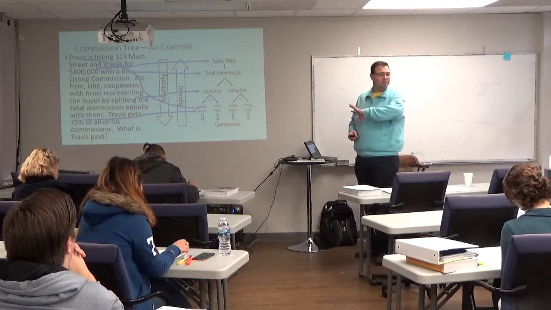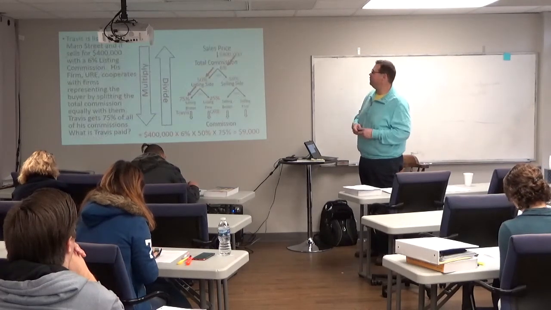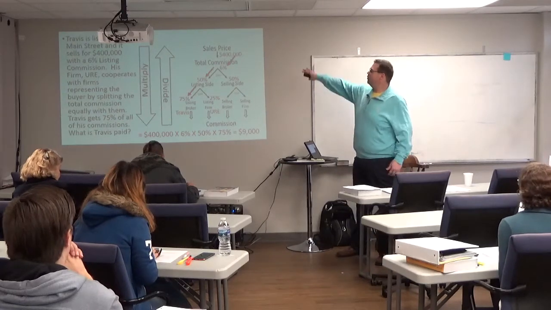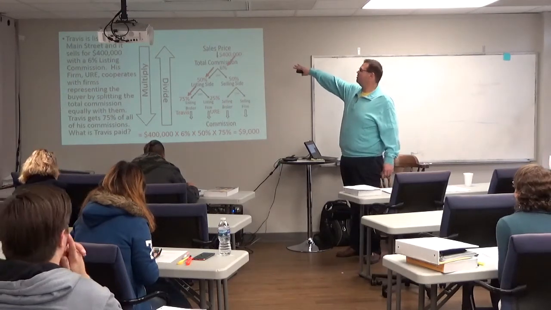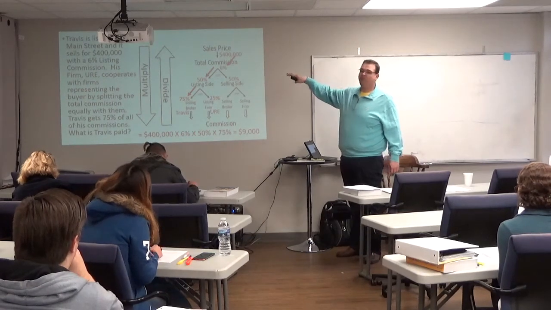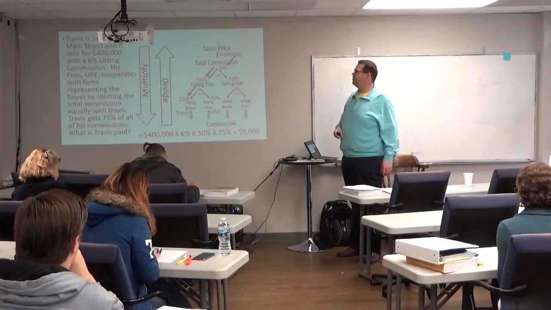Hopefully that makes a little more sense now that we've talked our way through it, right? So once you bring all that information over, this is what it looks like. We filled in that sales price of $400,000. We filled in that 6% commission. We've got the 50-50 split between the two firms, and we've got that Travis is paid 75%.